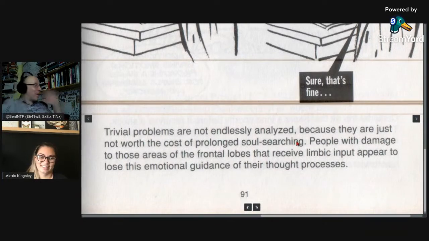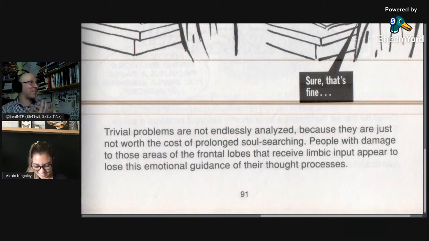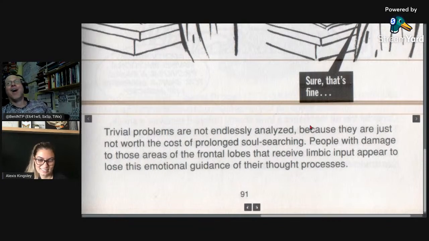When Melvyn Bragg in 1992 said to him, "Isn't Arthur Dent a bit of a stereotype?" he says, "Oh, of course." It's not interested in the characters. I'm interested in the ideas. ENTP just blatant about it. Because they're just not worth the cost of prolonged soul searching.